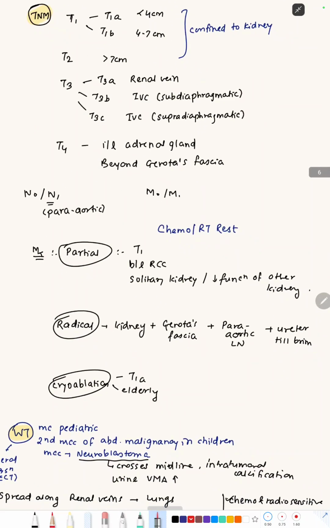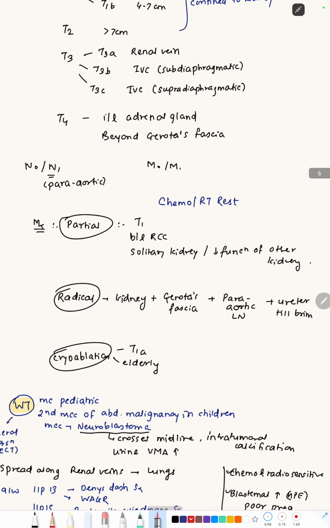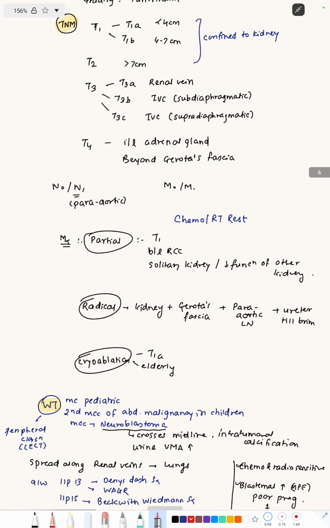Radical nephrectomy involves removing the kidney, Gerota's fascia, along with the sentinel lymph nodes, that is the paraaortic lymph nodes, and the ureter till the brim. Cryoablation is done in T1A, that is tumors less than 4 cm confined to the kidney, and in the elderly population. Then the next is Wilms tumor.